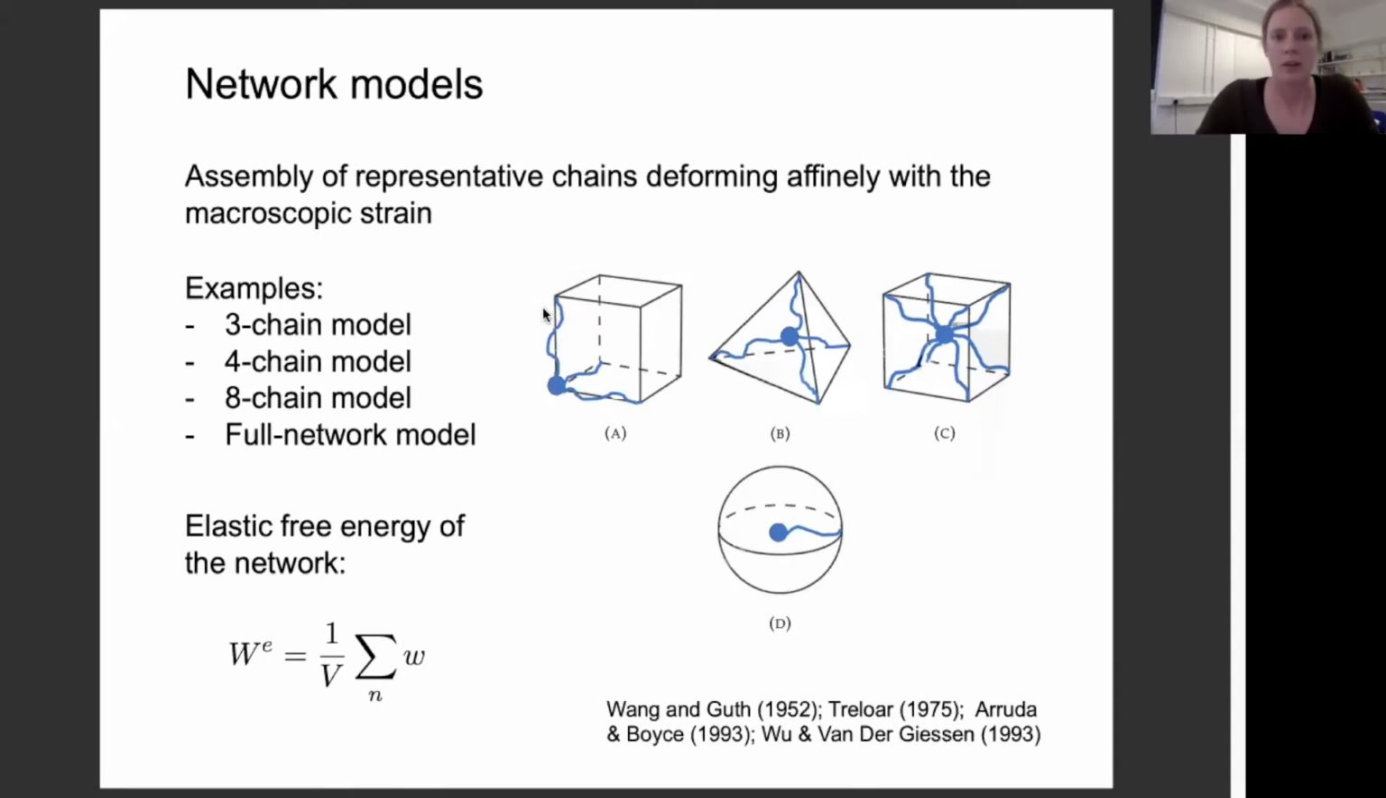And you have variations around this theme. So 4-chain models, or the very popular 8-chain model of Arruda and Boyce, and the full network microsphere type of model, where you actually represent a whole distribution of chains in all the directions, and each chain is assumed to deform affinely with the macroscopic deformation gradient. So once you have your model to localize the stretches in each chain, then you can calculate the macroscopic free energy of your network by summing up the free energy of each individual chain, and you can derive the force extension relationship for the whole network.